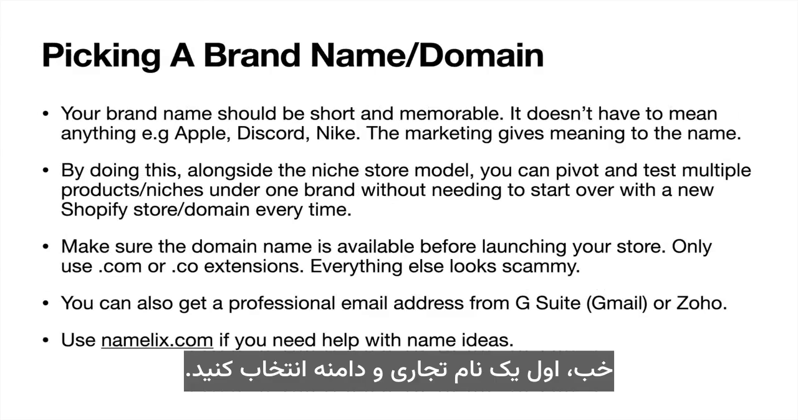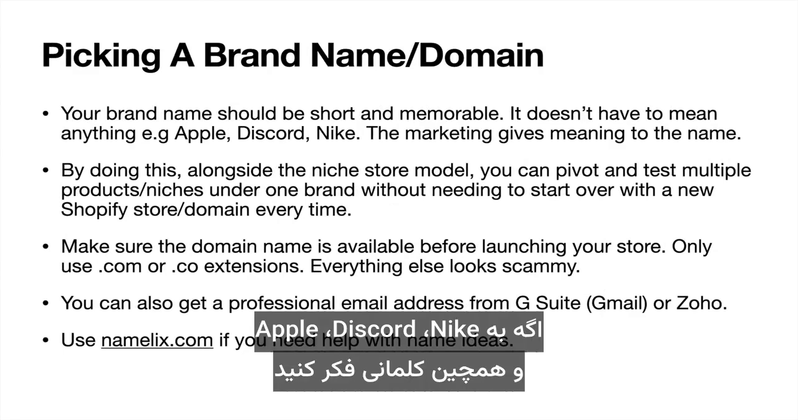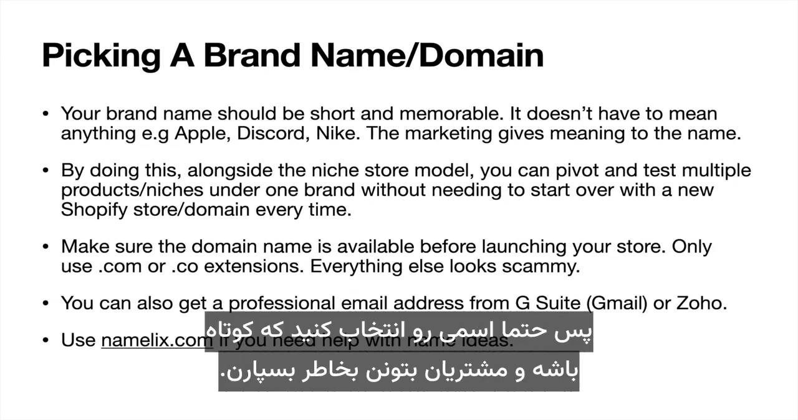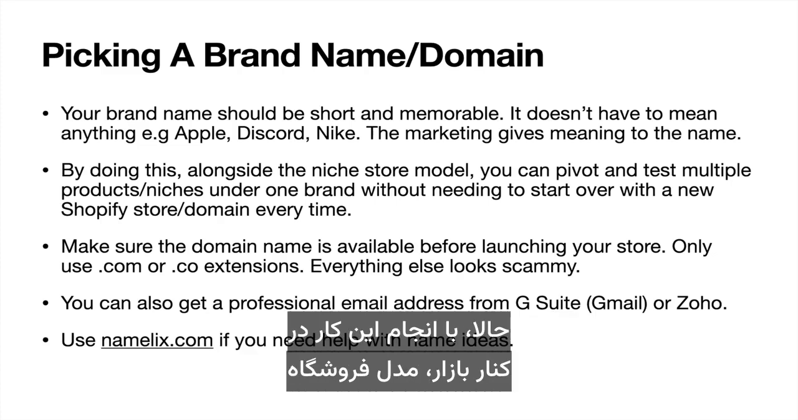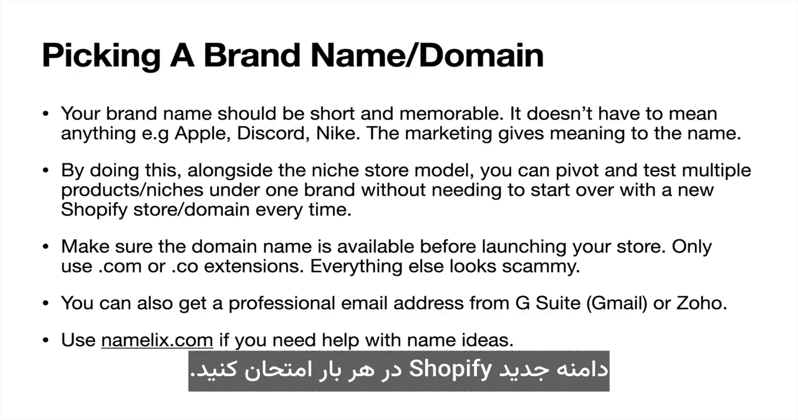So first, picking a brand name and domain. Your brand name should be short and memorable, and it doesn't have to mean anything. If you think of Apple, Discord, Nike, these words don't actually mean anything. The marketing behind the brand is what gives the name value. So make sure you pick a name that is short and memorable so customers can remember it. By doing this, alongside the niche store model, you can pivot and test multiple products and niches under one brand without needing to start over with a new Shopify store and domain every time.